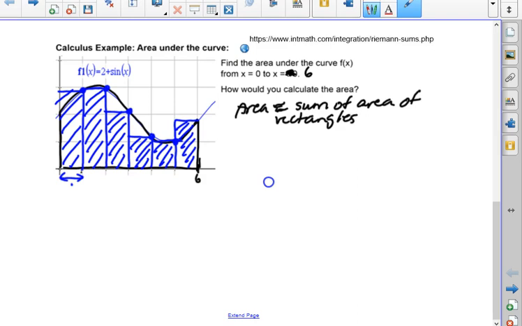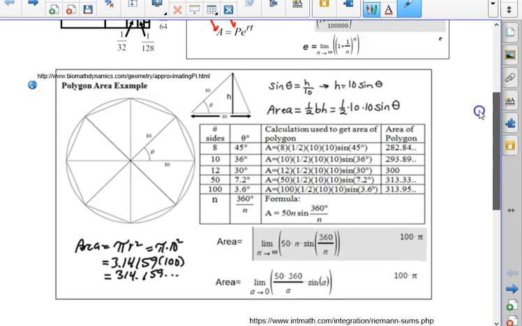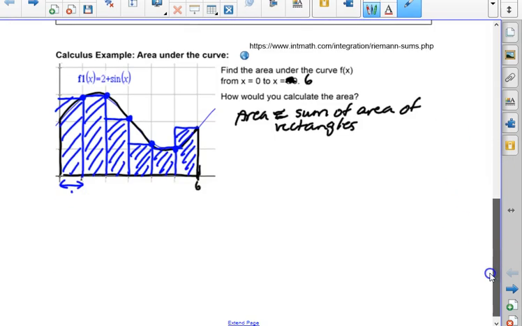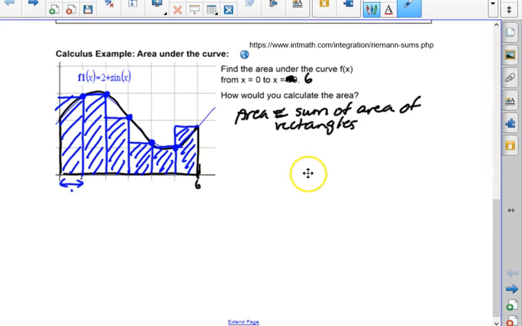Now, how could I make this approximation even more precise? Well, I could draw skinnier rectangles, because the more rectangles I draw, the more closely these rectangles will fit the curve, just as if I put more triangles in here, the more closely the edge of the polygon would fit the edge of the circle, with less waste left over.